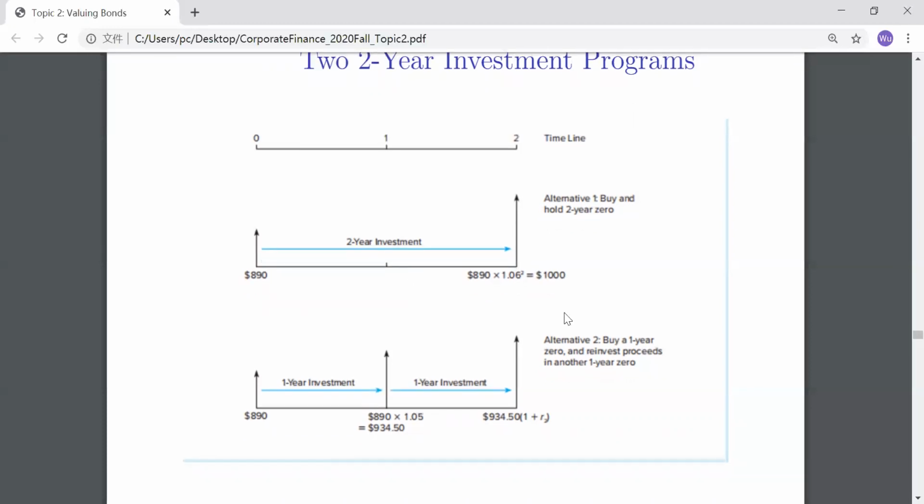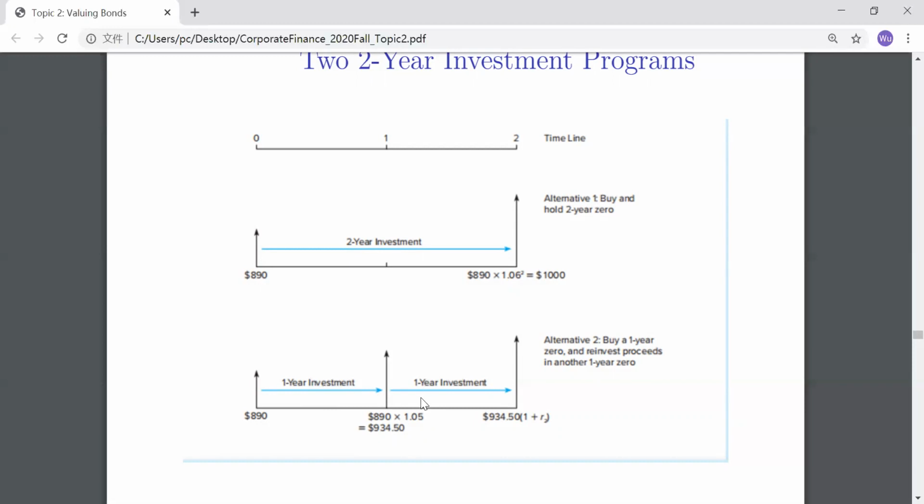Now, there could be another alternative strategy. The alternative strategy is that you first buy the 1-year zero, and then roll this 1-year zero over for another year. Of course, you need to be aware that the yields in the first year and in the second year are different, because obviously the time has changed, so therefore the interest rate has changed.